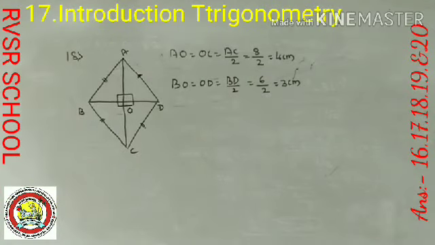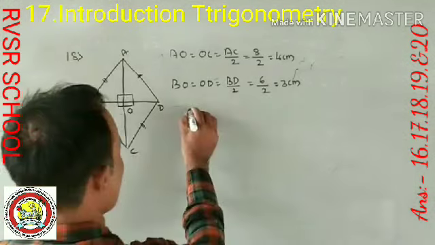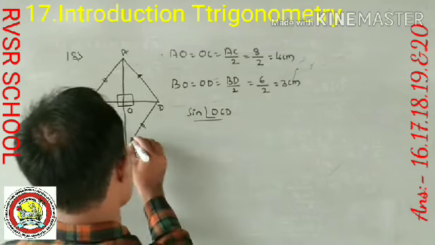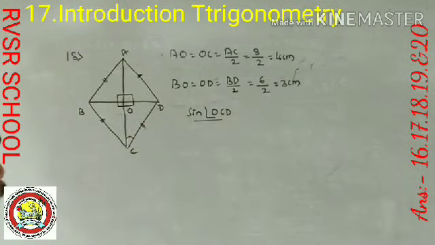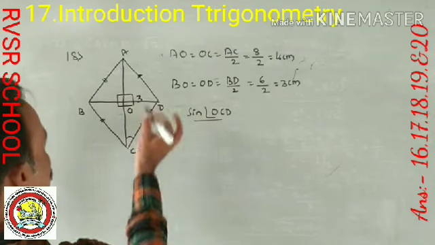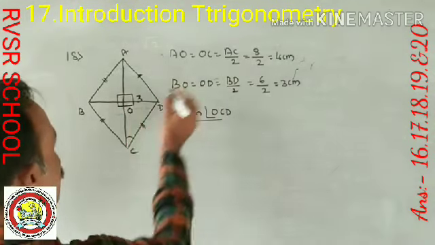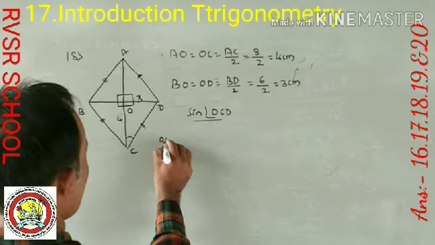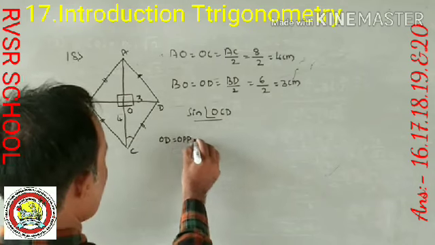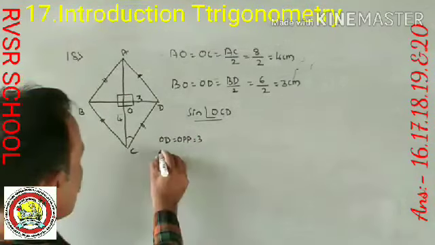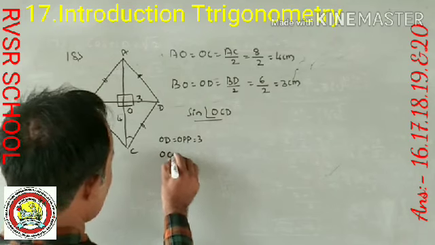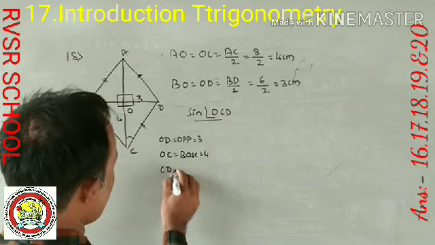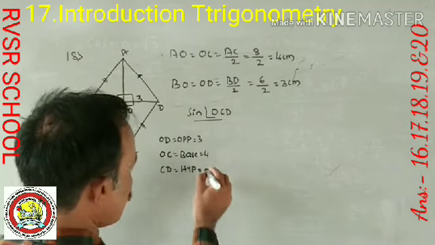What is the given question here? We should find sine angle OCD. OCD means consider C. OD value is 3 and OC value is 4. As C is acute, the side opposite here is OD, that is 3. OC is equal to the base, that is 4. CD is the hypotenuse, which we should find.